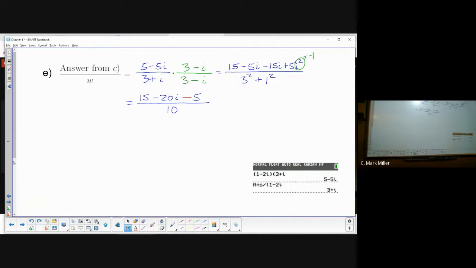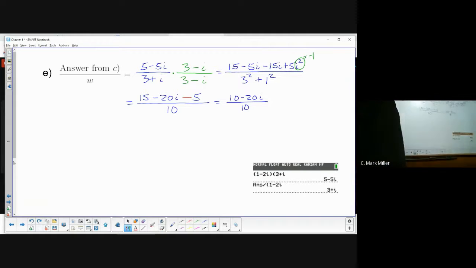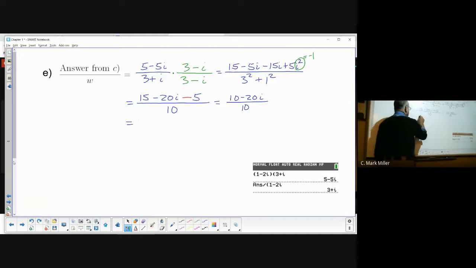We're going to have that. 15 minus 5 now is 10. So I have 10 minus 20i divided by 10. But you don't leave it that way. Every answer in here you have to simplify. The simplification itself sometimes reflects further understanding. So here, I can split out that fraction, right? That equals 10 over 10 minus 20 over 10 times i.